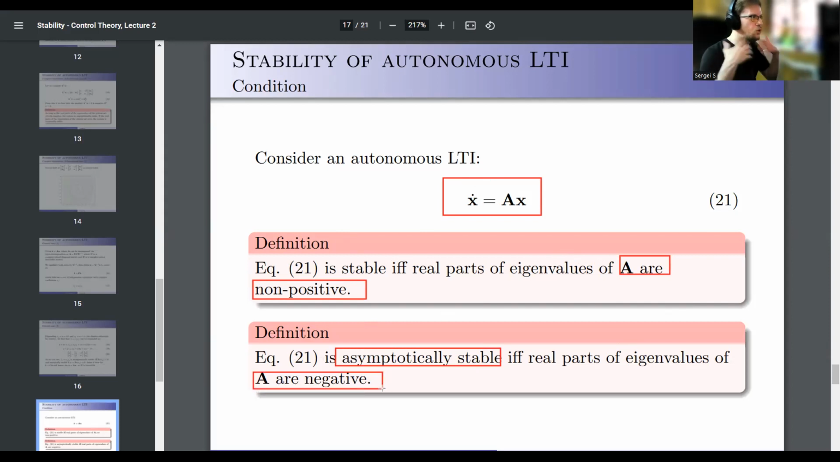Okay, so all that we saw so far was true. It is the eigenvalue criteria. To make sure the system is stable, we just need to make sure that the eigenvalues are not positive. To make sure it is asymptotically stable, we see that they are negative.